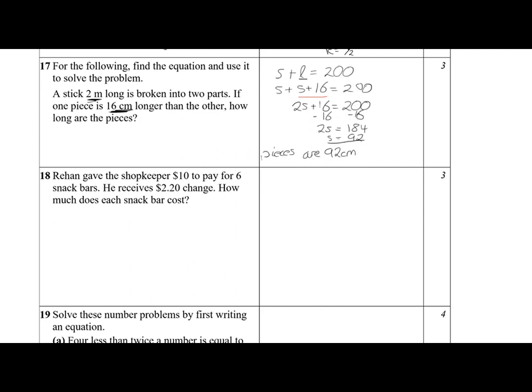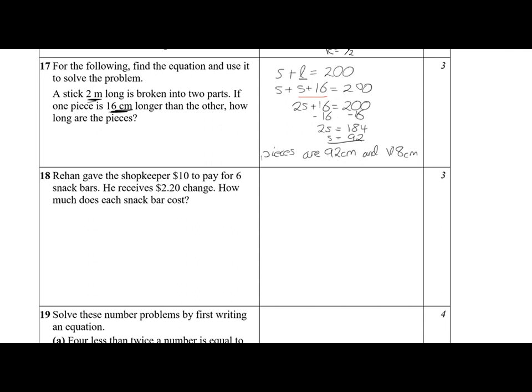And the long piece is 16 centimeters longer than that. So what's 92 plus 16? It is 108 centimeters. So the two pieces are 92 centimeters and 108 centimeters. If you add 92 and 108 quickly, you'll see that does make 200. So you know it's a valid solution as well.